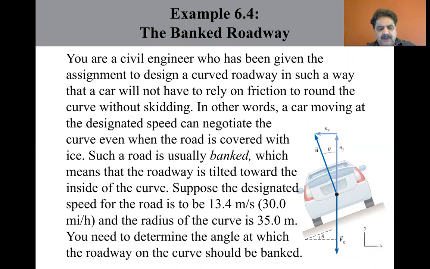You are a civil engineer who has been given the assignment to design a curved roadway in such a way that a car will not have to rely on friction to round the curve without skidding. In other words, a car moving at the designated speed can negotiate the curve even when the road is covered with ice. Such a road is usually banked, which means that the roadway is tilted toward the inside of the curve. Suppose the designated speed for the road is 13.4 meters per second.